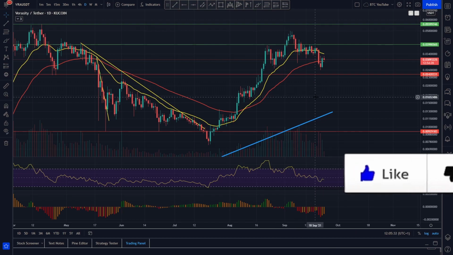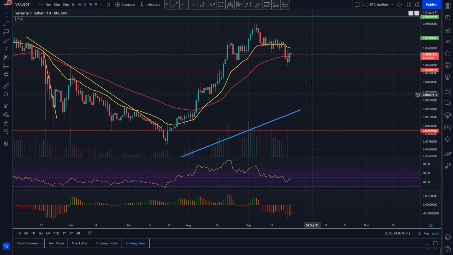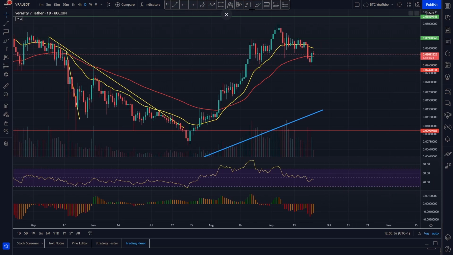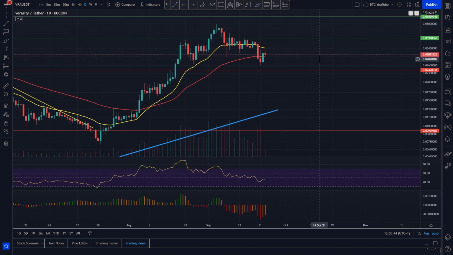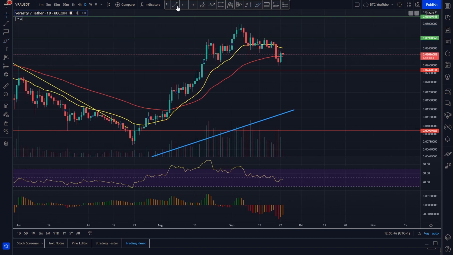So we're just taking a look at Verasity here, and as we can see, it looks as though it has been performing that kind of ABC correction that a lot of cryptos have been looking at. We've got that ABC correction looking something like that, where we've basically just been rolling over to the downside. We've had quite a bearish month in general for a lot of world markets, with the Evergrande news and just September in general being a bad month for financial markets.